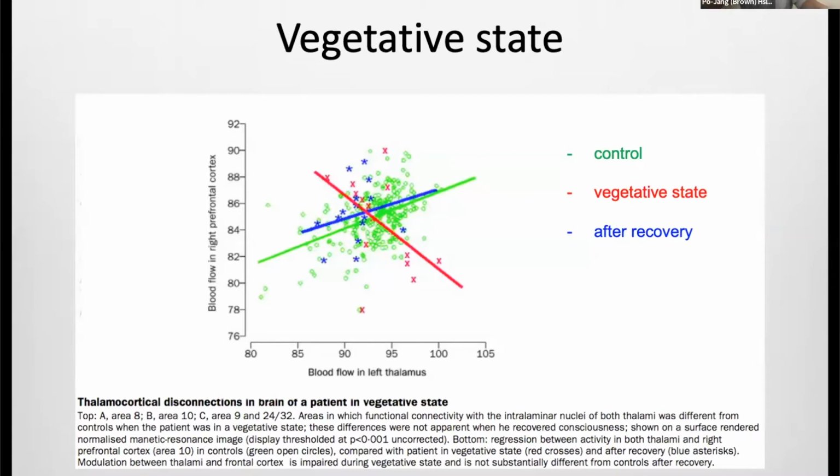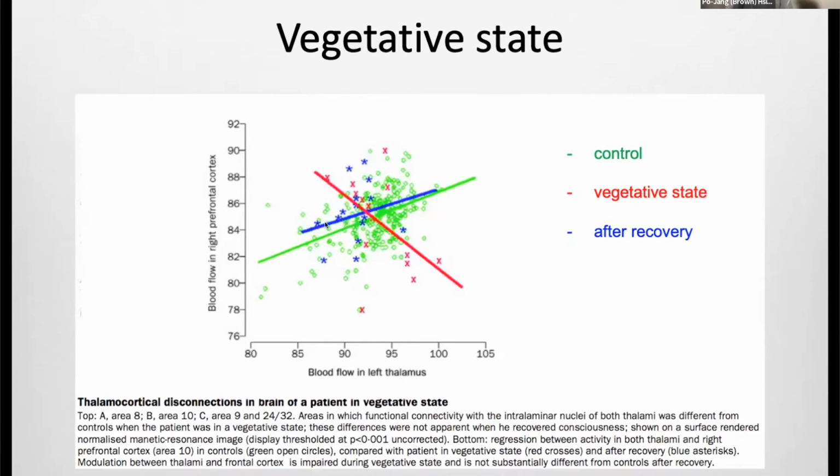Excuse me, I can see the figure. Okay, by Steven Laureys, and they discovered, for example, let's take the green dots here. The green dots show the control subjects. Each dot is one control subject, meaning normal healthy subjects. You can see that between the thalamus and prefrontal cortex there is a positive correlation. However, for those people suffering from vegetative states, you can see that the thalamus and prefrontal cortex have a negative correlation.